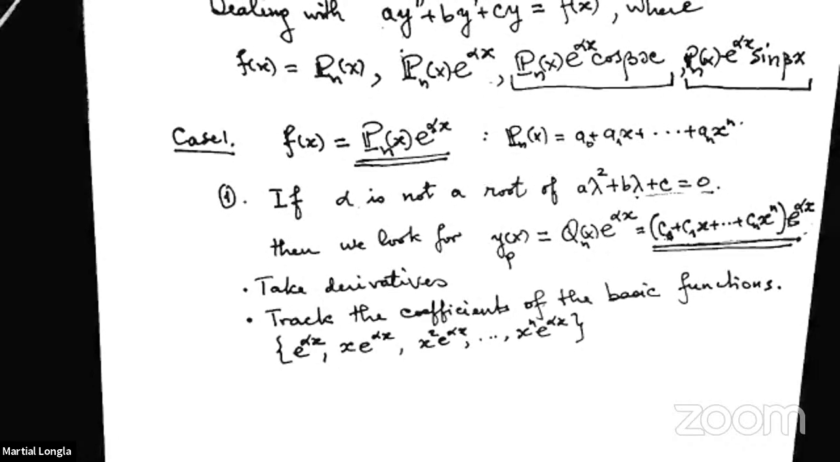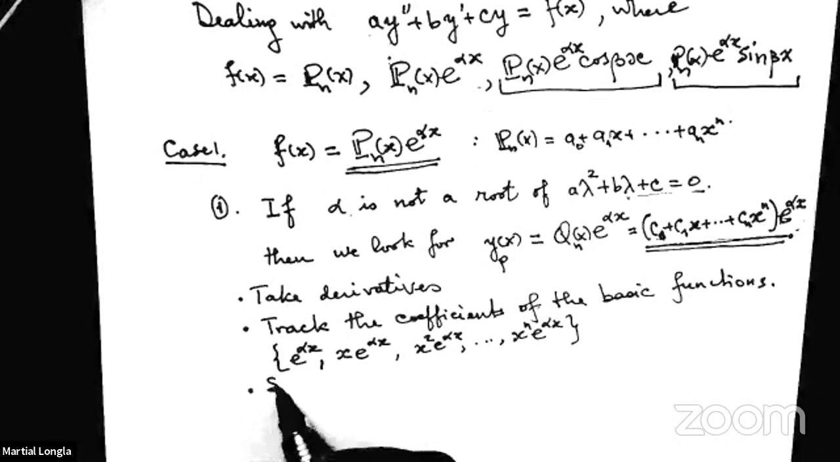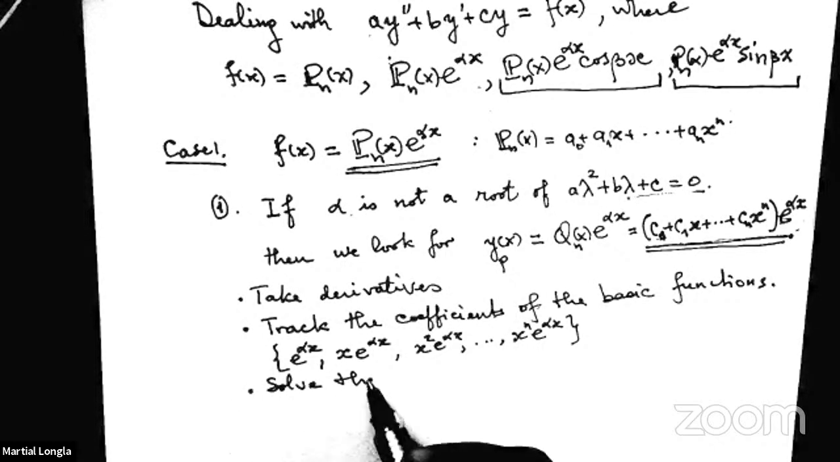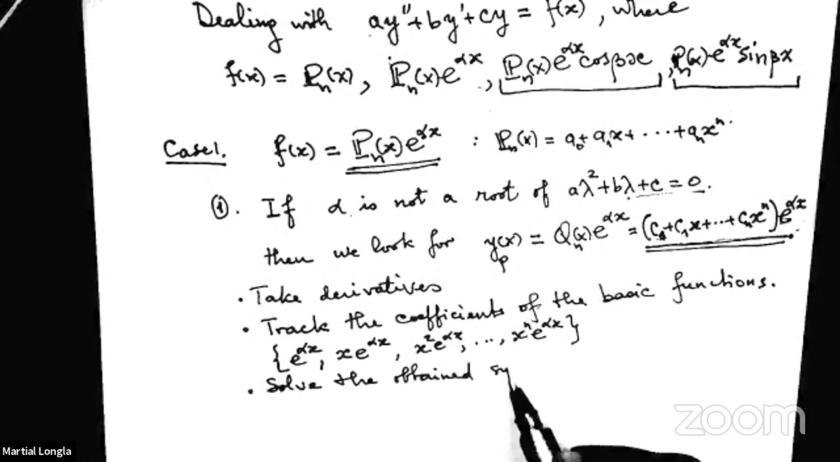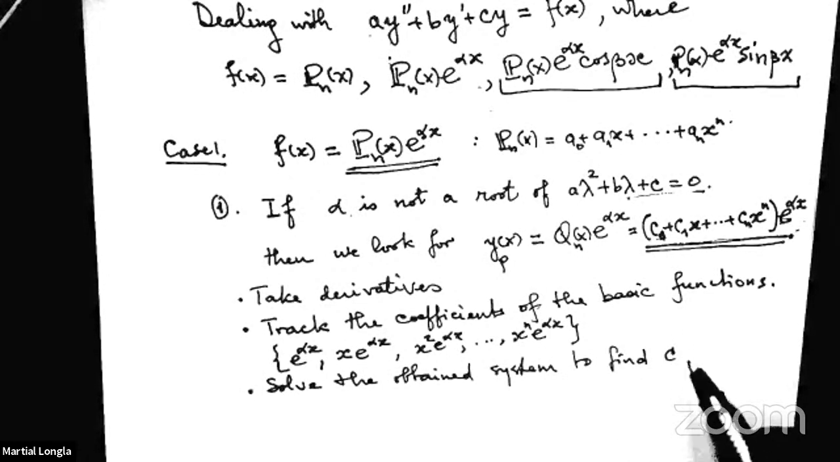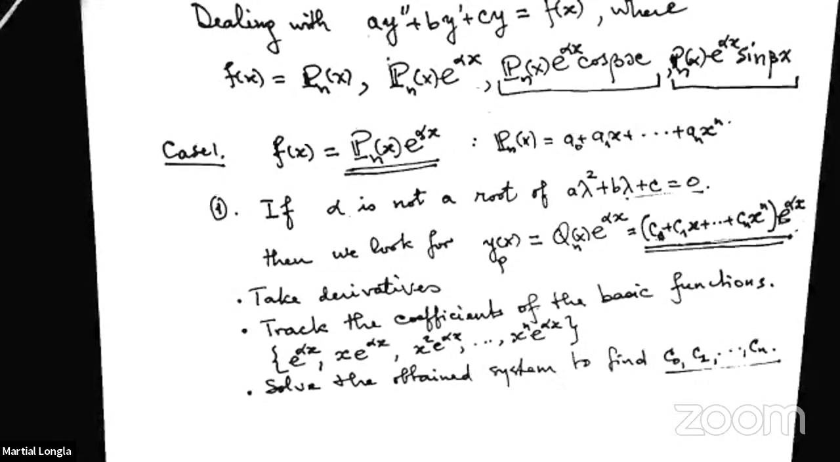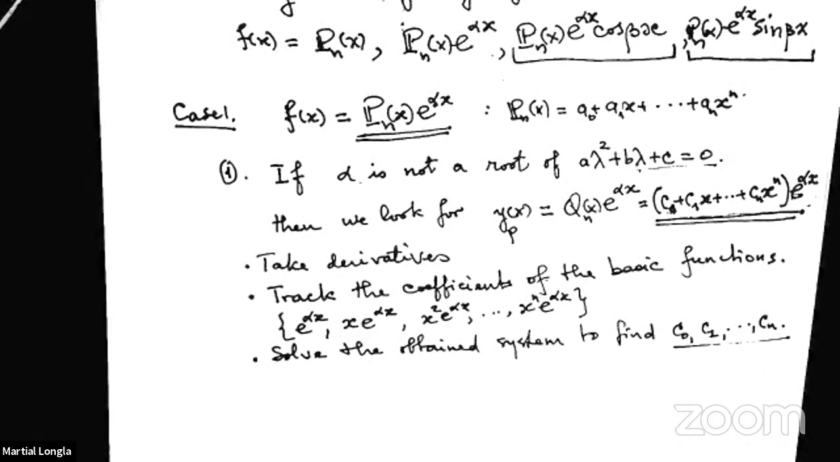Okay? And when you do that, you solve the obtained system to find C0, C1, Cn. And once you do that, you get your answer. And then how do you finish the problem?